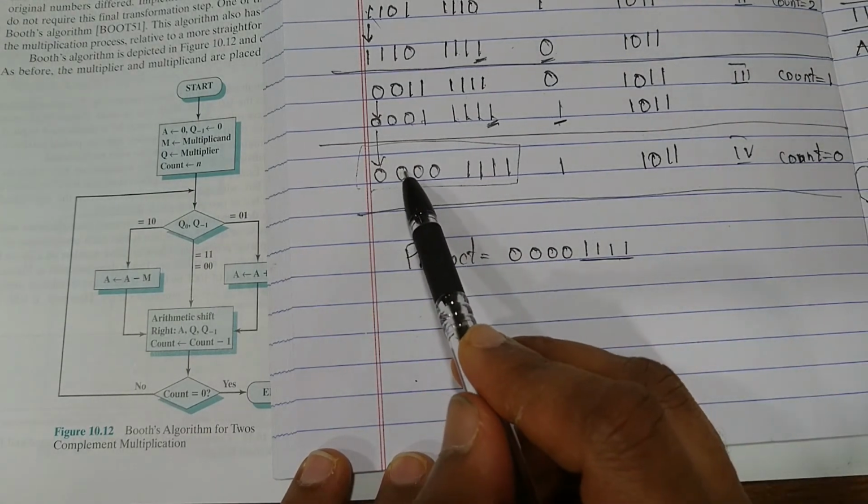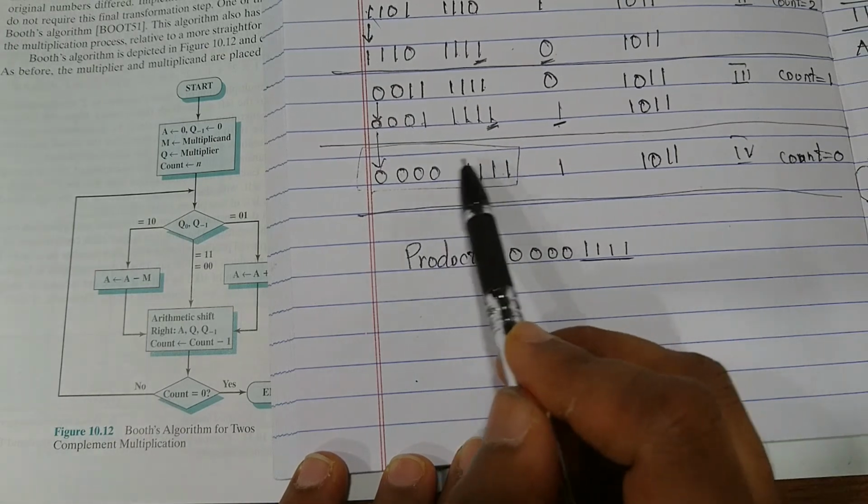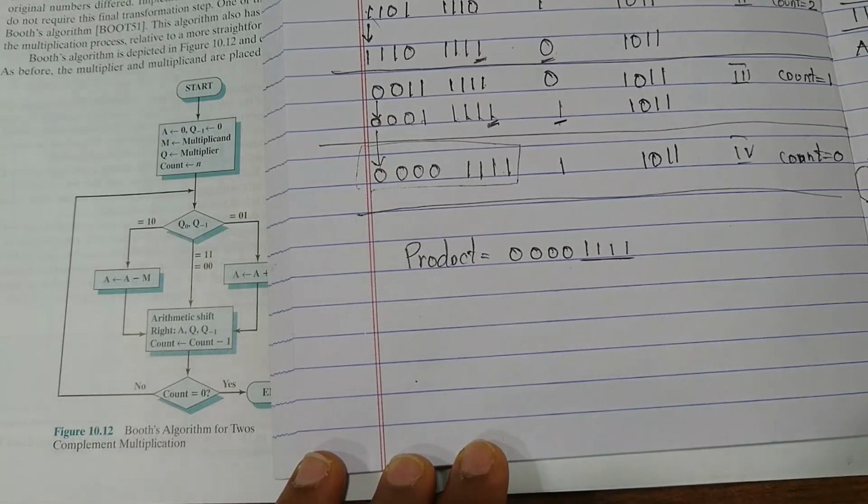The answer will be in registers A and Q. So that is the answer. The 8 bits of A and Q are your result.